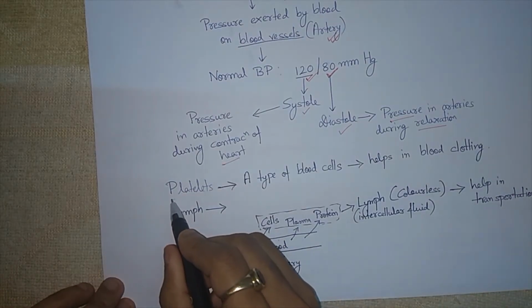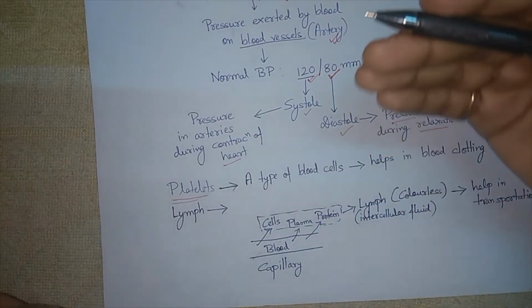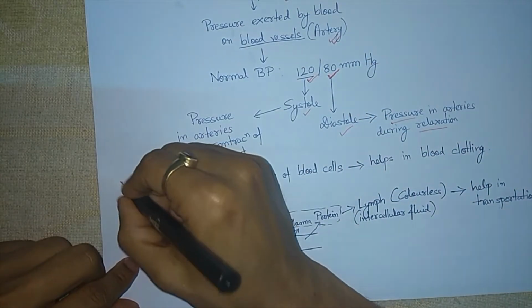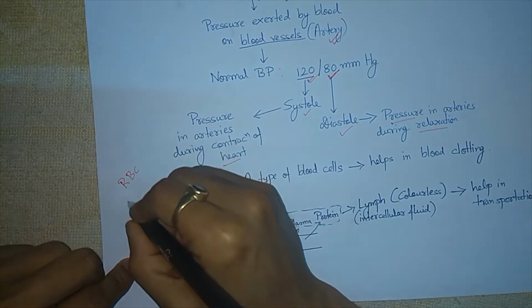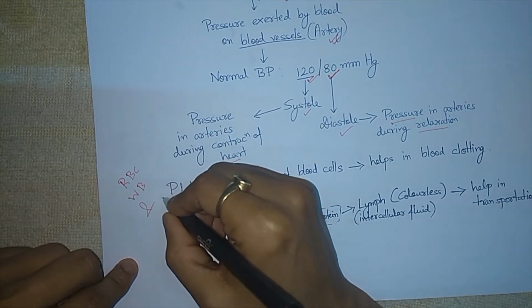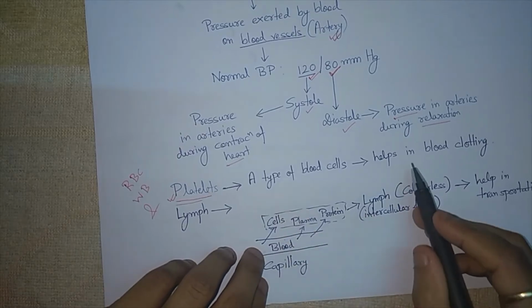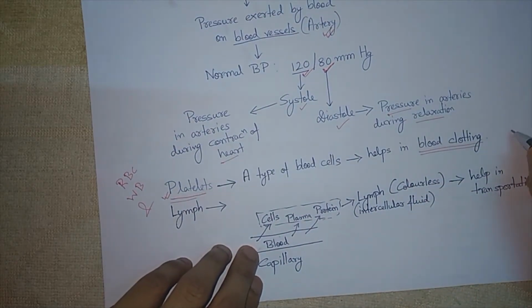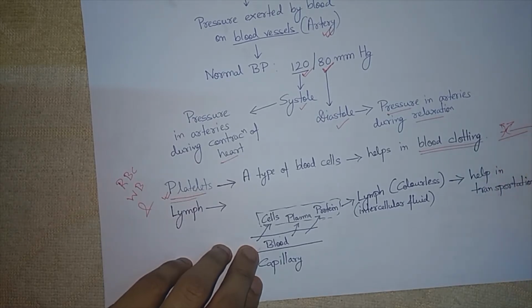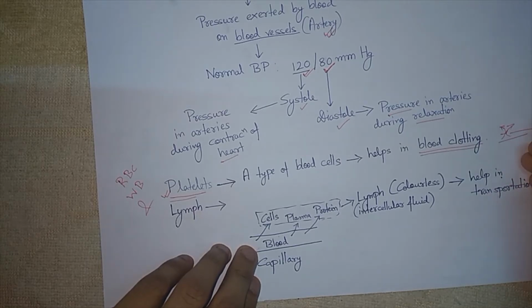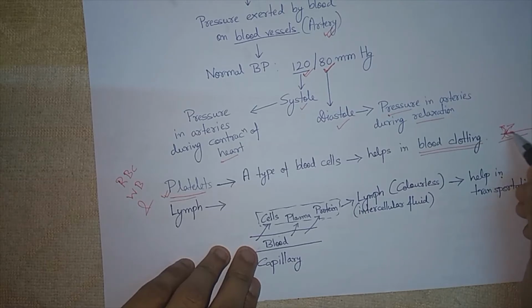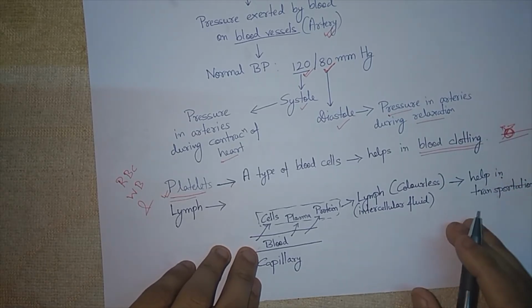Now we have platelets. We have already mentioned that blood cells are of three types: RBCs, WBCs, and platelets. Platelets help in blood clotting. If somehow we get an injury in blood vessels, blood will come out. That will be loss of blood. To prevent this loss, we have platelets. They block the injured or damaged blood vessel.